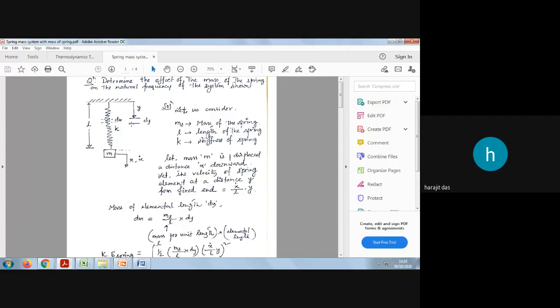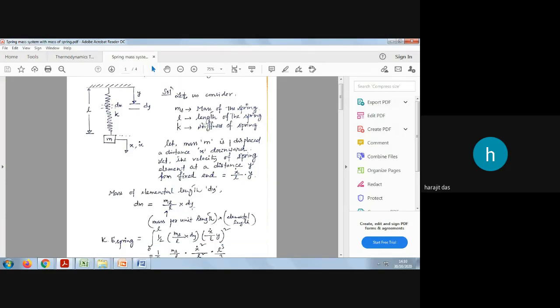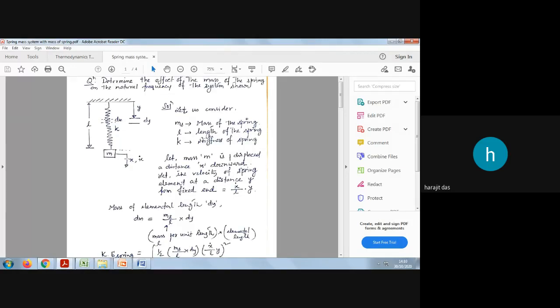So what is the velocity? It is x dot upon L into y. And what is the elemental mass? For a length of L, the mass is ms, so for unit length the mass is ms upon L, mass per unit length. So for a length of dy, it will be ms upon L into dy. Understood? Now we are going to find out the kinetic energy of the spring, because the spring is displaced.